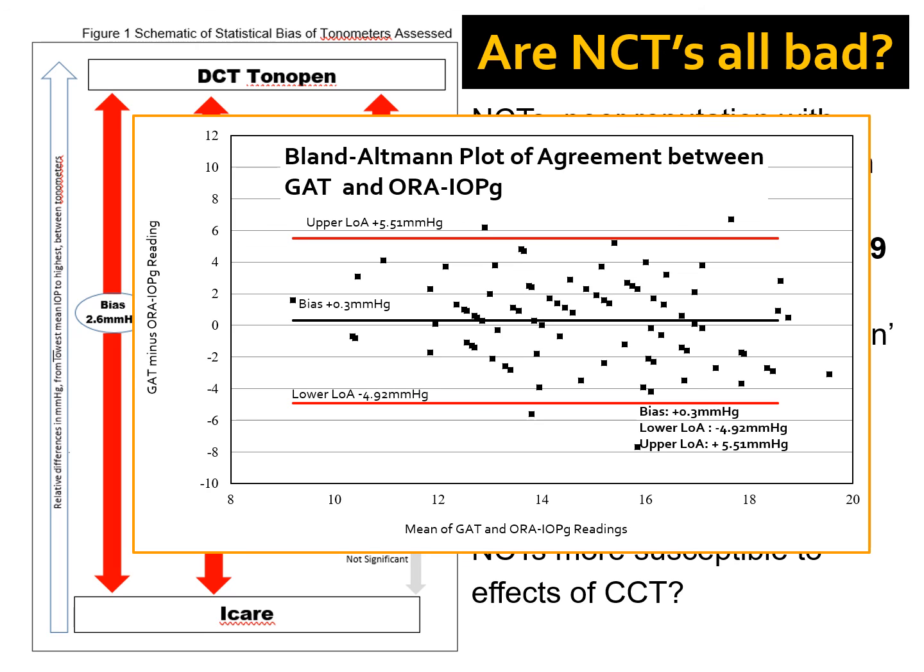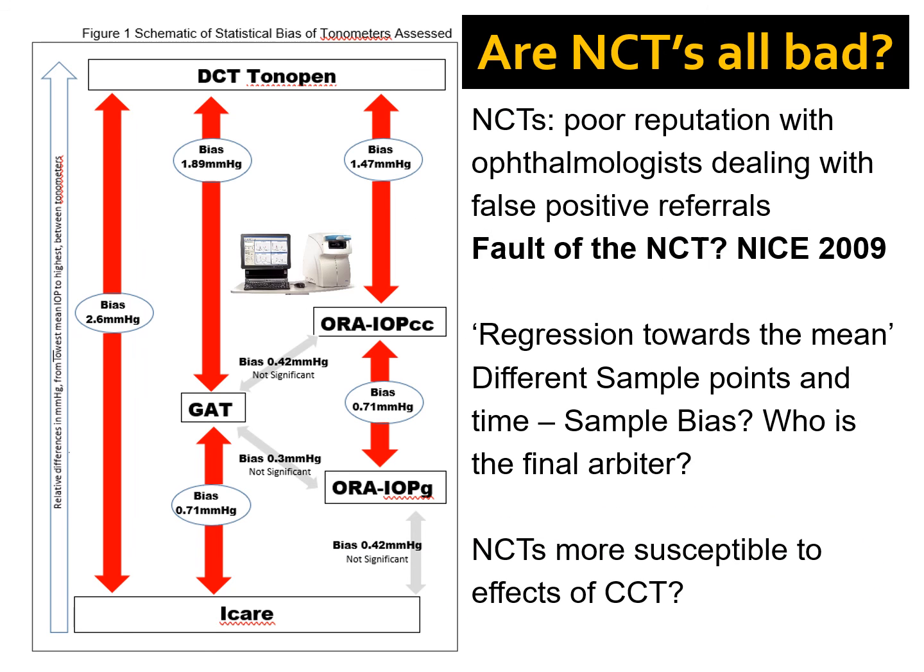So here we look at the general variability of GAT versus ORA, and although they agree, there's certainly a lot of variability in there. And you think, well, did the optometry department, when they referred, measure it in one part of that variability zone, while the ophthalmology department measured in another part? You just don't know. And then the other point, NCTs are more susceptible to the effects of CCT. And are they? They're GAT mimics. Let's have a look at it.